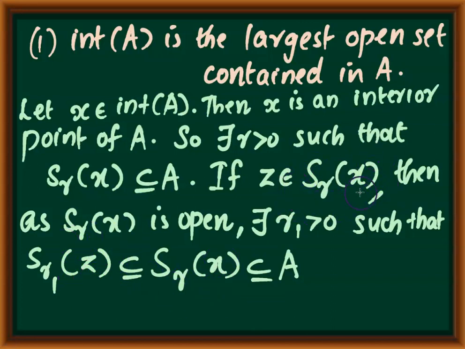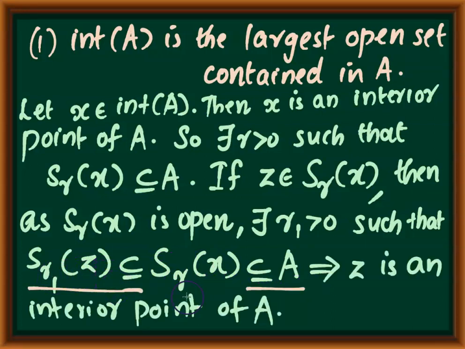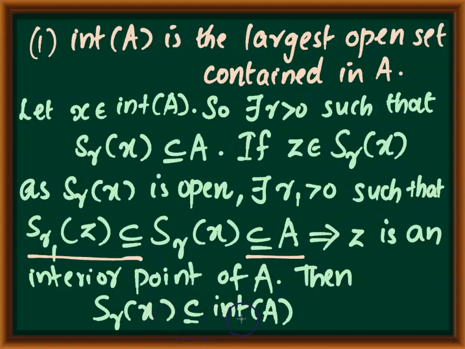That is, since SR of X is an open set and since Z belongs to SR of X, there will exist some open sphere centered at this point Z and such that it is contained in this open set SR of X. So there will exist some R1 greater than 0 such that SR1 of Z is contained in this open set, and we already know that SR of X is contained in A. So we have SR1 of Z is contained in A. That is, an open sphere centered at Z is contained in A. So from the definition of interior point, we can conclude that this point Z is an interior point of A. So SR of X is contained in interior of A.